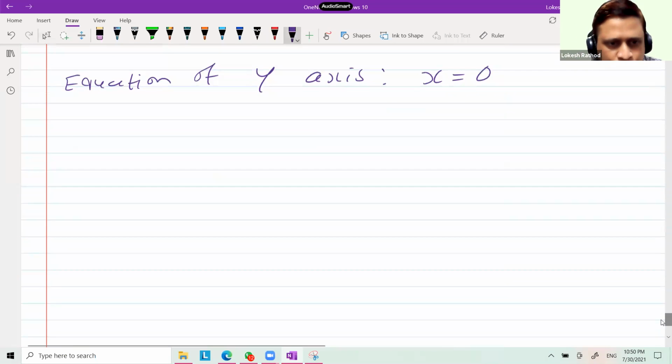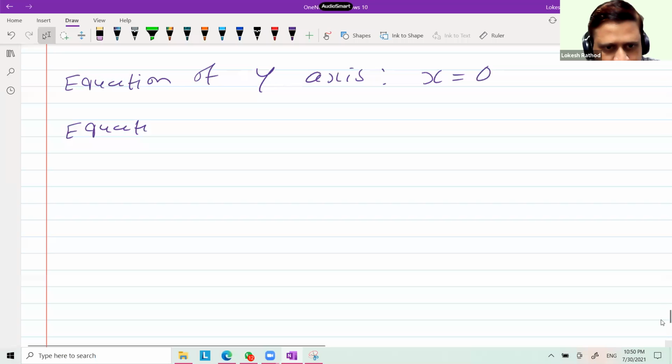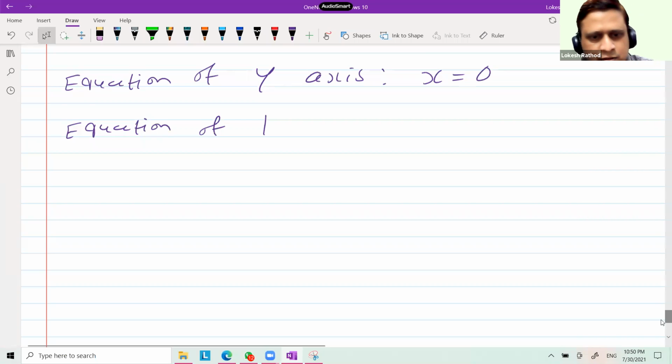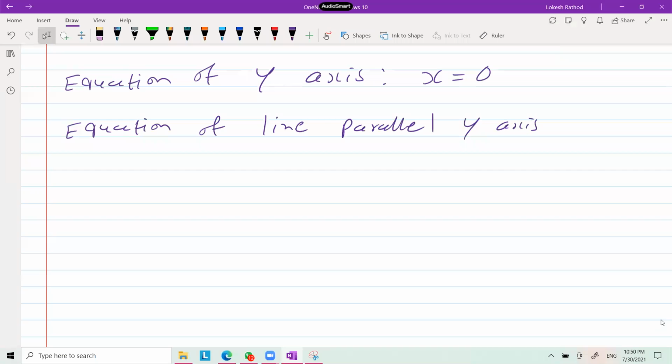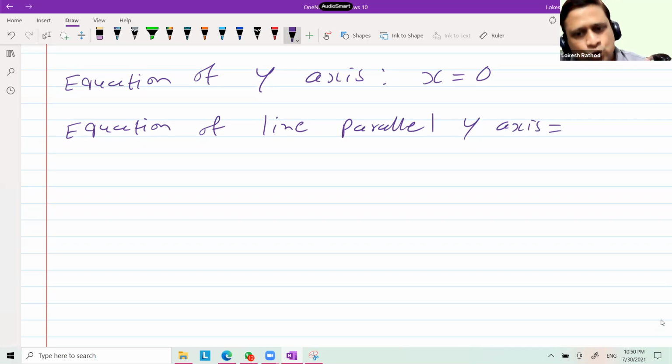And the equation of a line parallel to the y-axis. Yes, y is equal to mx plus b, that's another thing, we will come to it. So the equation of a line parallel to the y-axis is x equal to any number, say x equal to k. Are you getting it? The equation of a line parallel to the y-axis is x equal to k.